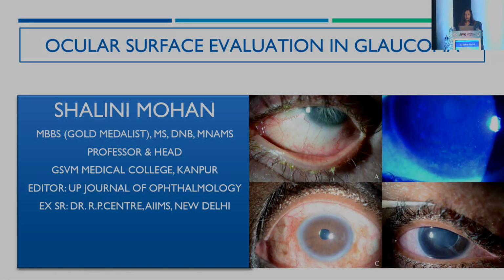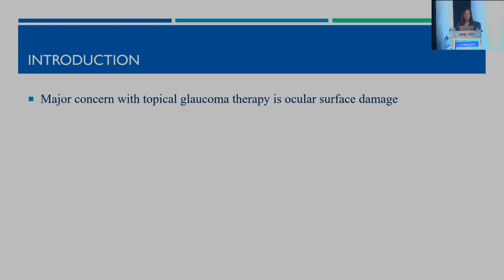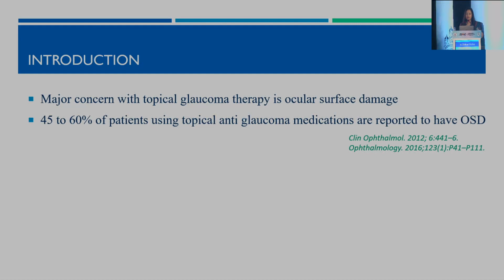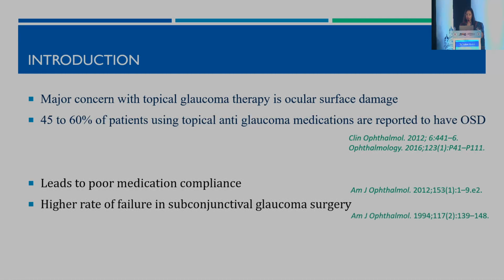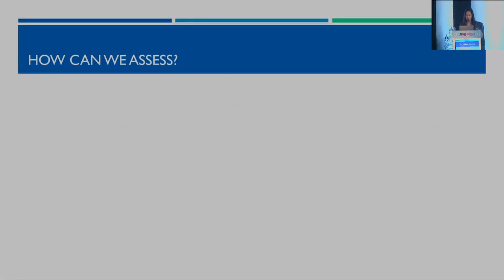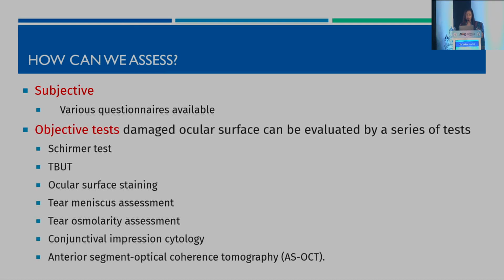Thank you. We understand that a major concern with anti-glaucoma therapy is ocular surface damage, which is seen in 45 to 60% of patients on anti-glaucoma medication, and can be due to the primary drug or the preservative. It leads to poor medication compliance and also failure of anti-glaucoma surgery, which might be subconjunctival. So how can we assess the ocular surface in our patients? It can be subjective, by various questionnaires, or objective, by a variety of tests, which I will be discussing.